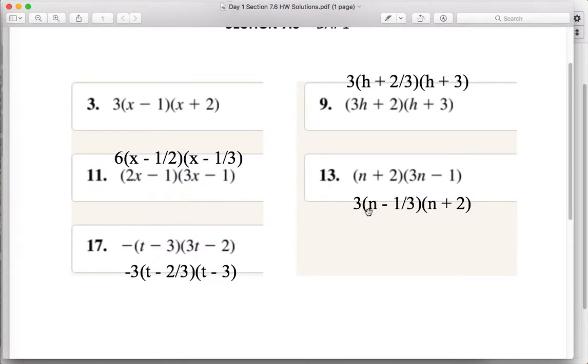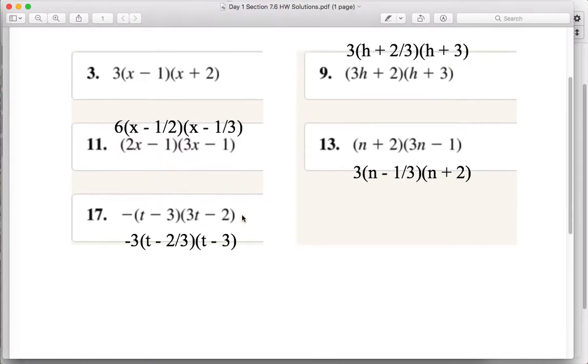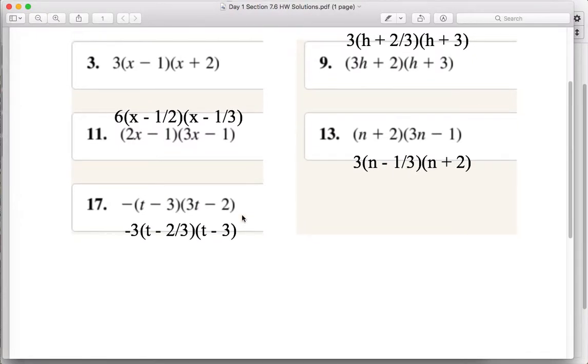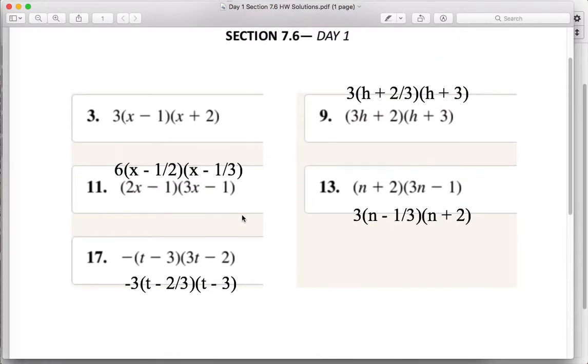Question number 13, we would have written it as 3 times the quantity n minus a third times the quantity n plus 2. Again, the order of these doesn't matter. It could have been 3 times the quantity n plus 2 times the quantity n minus 1/3. Just to simplify, the book distributed the 3 to this n minus 1/3 to get rid of the third. Number 17, we would have written it as negative 1/3 times the quantity t minus 2/3 times the quantity t minus 3. And those were the 5 problems that were worked on yesterday.